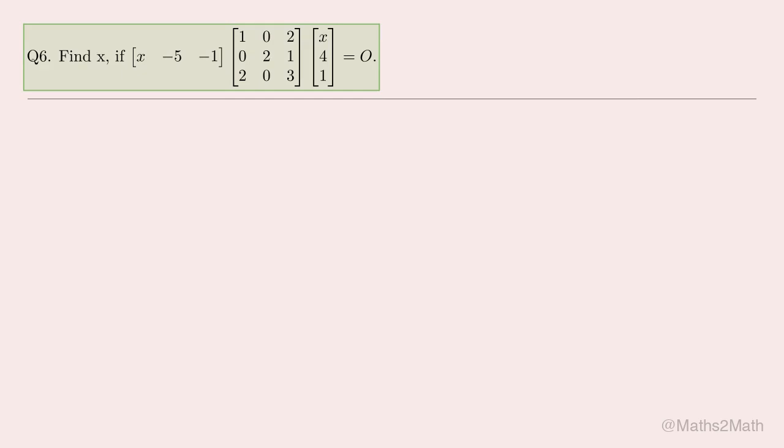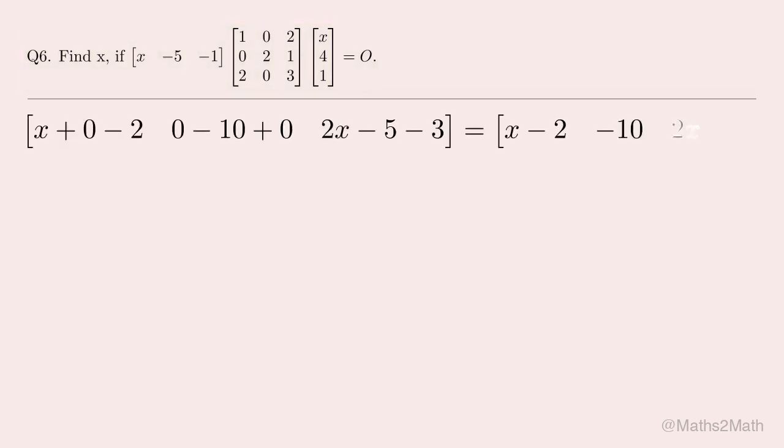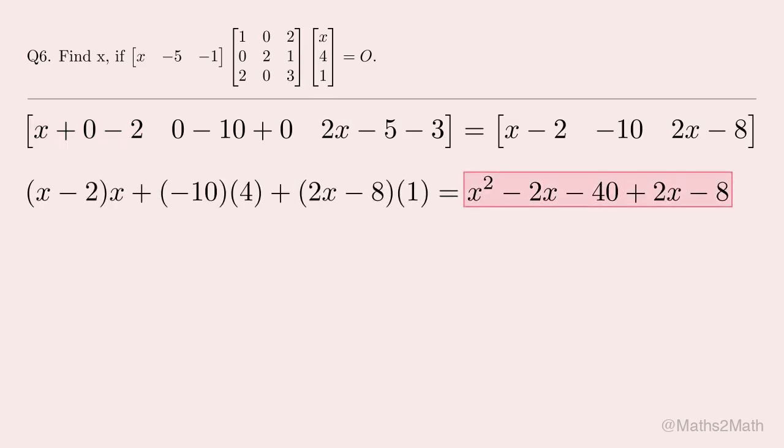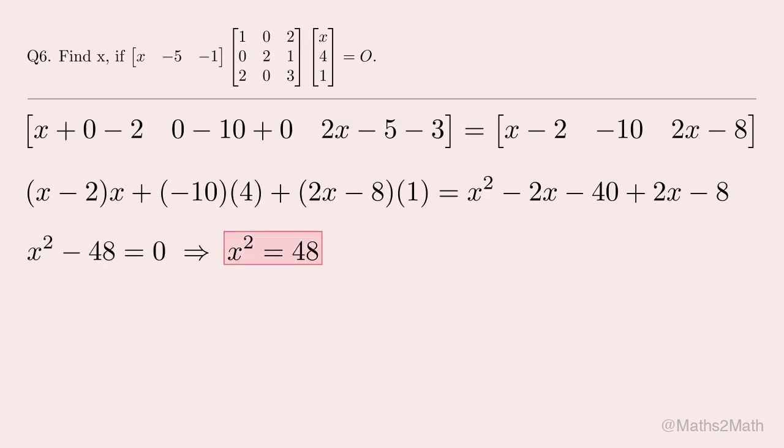Question 6. The same shape as question 4 but with x on both ends. Expect a quadratic. The unknown x appears at both ends of the product, and the result must vanish. Row times square first, each entry written. Dot with the final column, x times x minus 2 minus 40 plus 2x minus 8. The linear terms cancel. x squared minus 48 equals 0. So x is plus or minus 4 root 3.